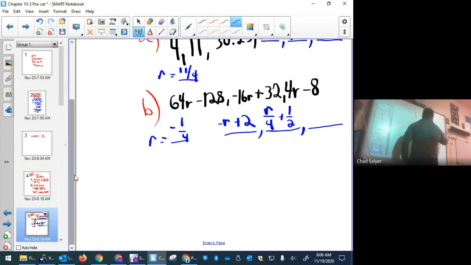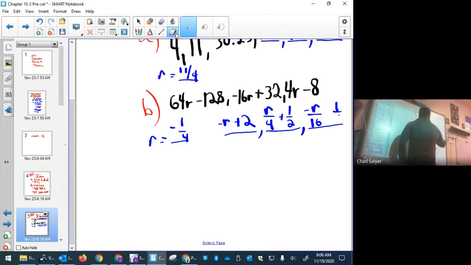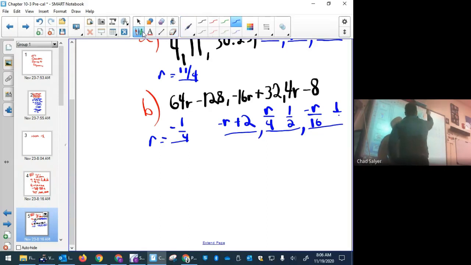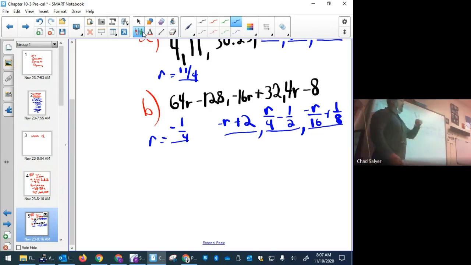And then the last one, negative r over 16 plus negative... what minus here? The negative should be on a 1/2. Yeah, that's my bad. Thank you. And then this is a positive. Okay, so every term, those signs change. So that can be kind of tricky. Questions about this? Geometric sequences. Super fun.